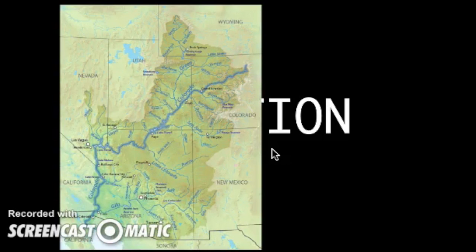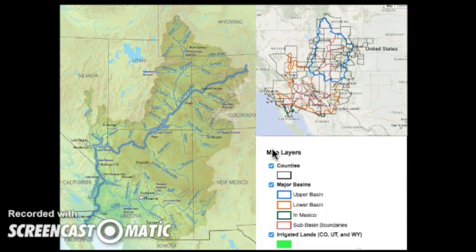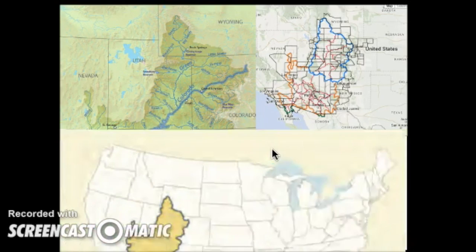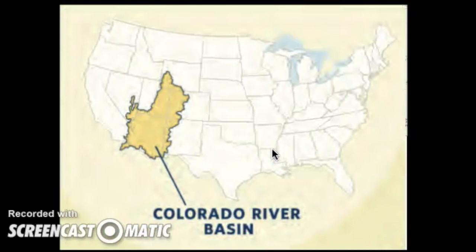This image shows in detail the Colorado River Basin with its many tributaries. And this image shows the Colorado River Basin has been split into 2 different basins, the upper and the lower basin. This image shows the Colorado River Basin in comparison to the United States of America.